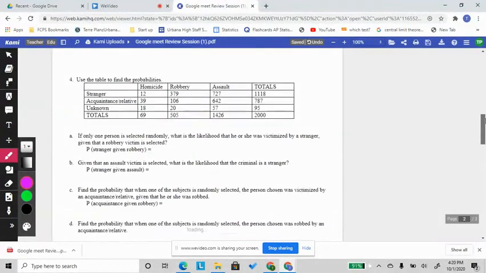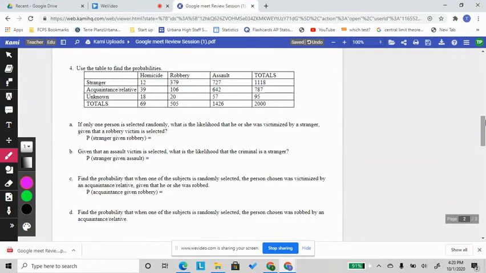Next one, table ones. All right, if a person is selected at random, what is the likelihood that he or she will be victimized by a stranger, given that a robbery victim was selected? Okay, so that's our given. So our given is this. That's all we're looking at. And then they were victimized by a stranger. So 379 out of 505. And then you just divide.